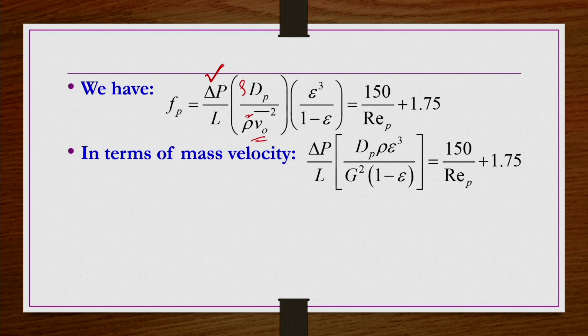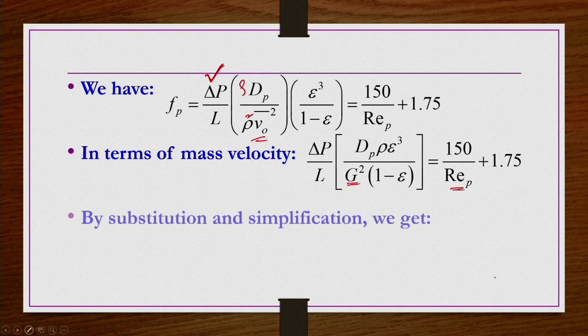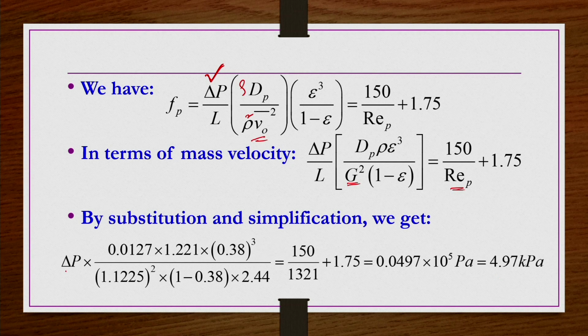Now everything is known: g we have calculated, the rest is given, and Rep we have already calculated. So we substitute here. L is 2.44 meter, dp is 0.0127 meters, rho is given as 1.221 kg per meter cube, epsilon is given as 0.38, g we calculated as 1.1225, and Rep we calculated as 1321. When we substitute all these and simplify, we get 0.0497 into 10 power 5 pascals, which is nothing but 4.97 kilopascals.